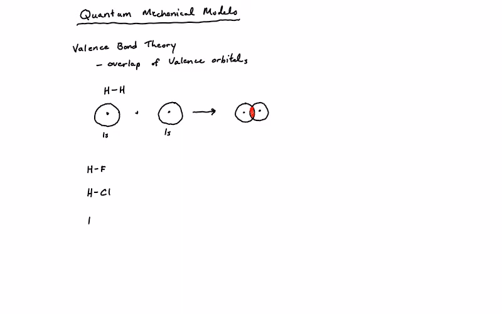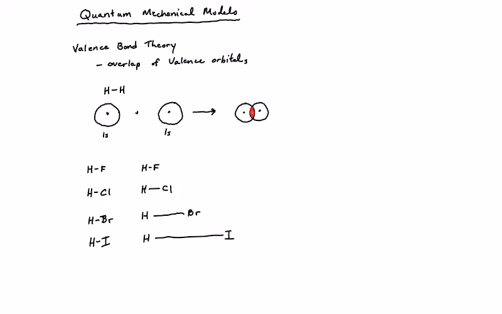HCl, HBr, and HI. It turns out that the bond lengths for these four compounds are not the same. It turns out that HF has a fairly short bond length, with HCl being longer and HBr being longer than that, and HI being even longer than that.